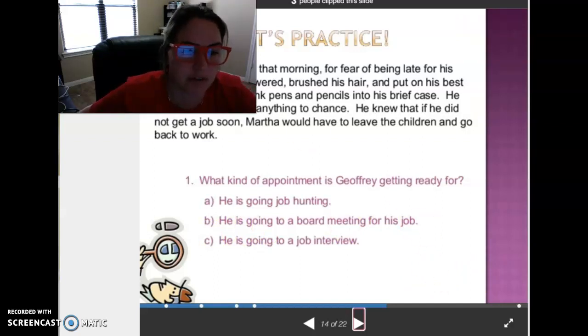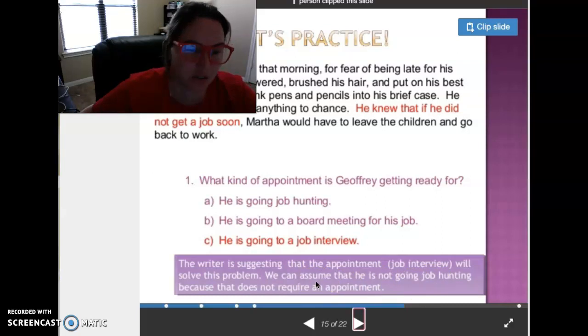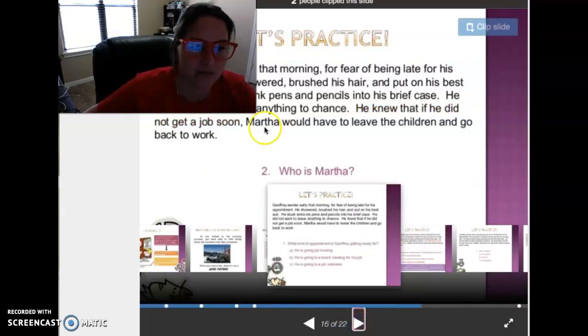We've talked before about finding evidence, so we're going to make sure that we highlight the evidence. So here we go. In red, you'll see I highlighted he knew that if he did not get a job soon, okay? So the writer is suggesting that the appointment is a job interview, and that will solve this problem. So we can assume that he's not going job hunting because that does not require an appointment. So the fact that he actually has an appointment means that he's probably locked a job interview. So the correct answer is C. If you got that right, pat yourself on the back. Let's move on to number 2.